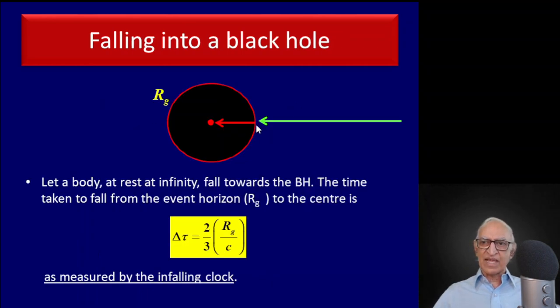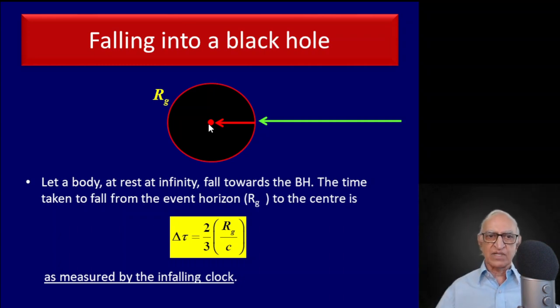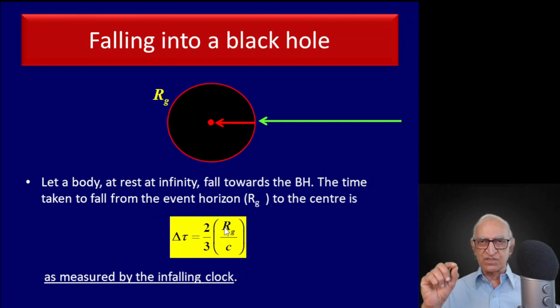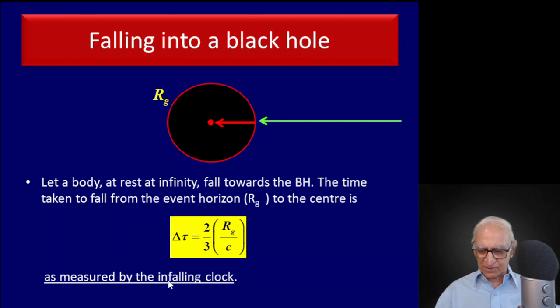Now, let us say the stone has entered the black hole at a radius Rg, 2GM by c squared. How long will it take for that stone to hit the central singularity? We have already said that this stone has no alternative but to fall in. There are no trajectories of constant radii the moment I enter the event horizon. What general relativity gives you for this time, delta tau, is the very simple expression, 2 by 3 into the Schwarzschild radius divided by c, 2GM by c cubed. Rg is 2GM by c squared. You have to put one more c in the denominator. This is the time as measured by the clock of the moving, collapsing observer.